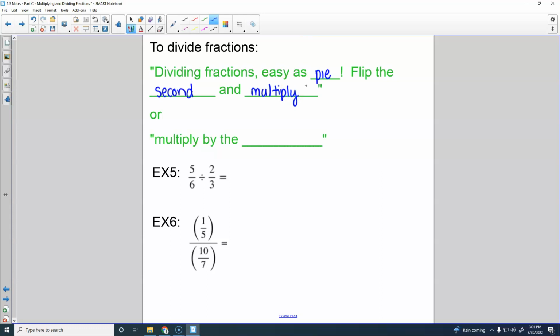I'll ask you. Now, if you want to be fancy, because sometimes we like to be fancy, there is a fancy word for flip. It starts with an R. Reciprocal. We can multiply by the reciprocal. So, if you really want to be fancy, you can say that.